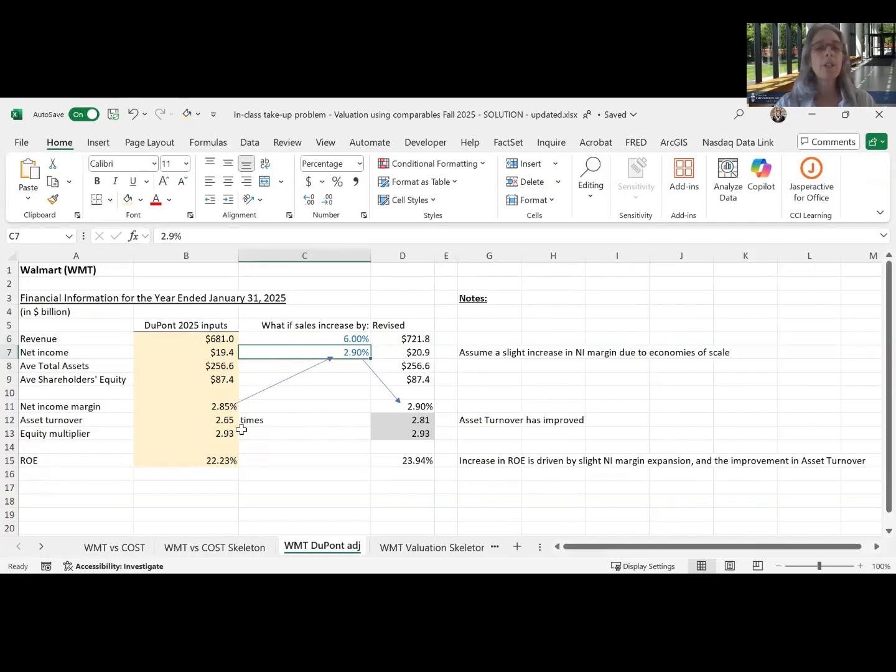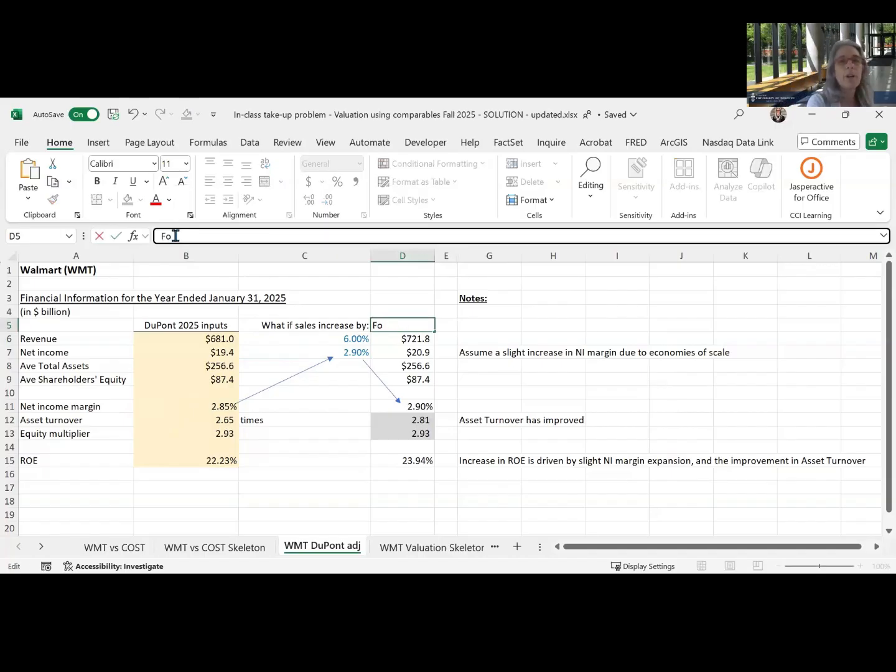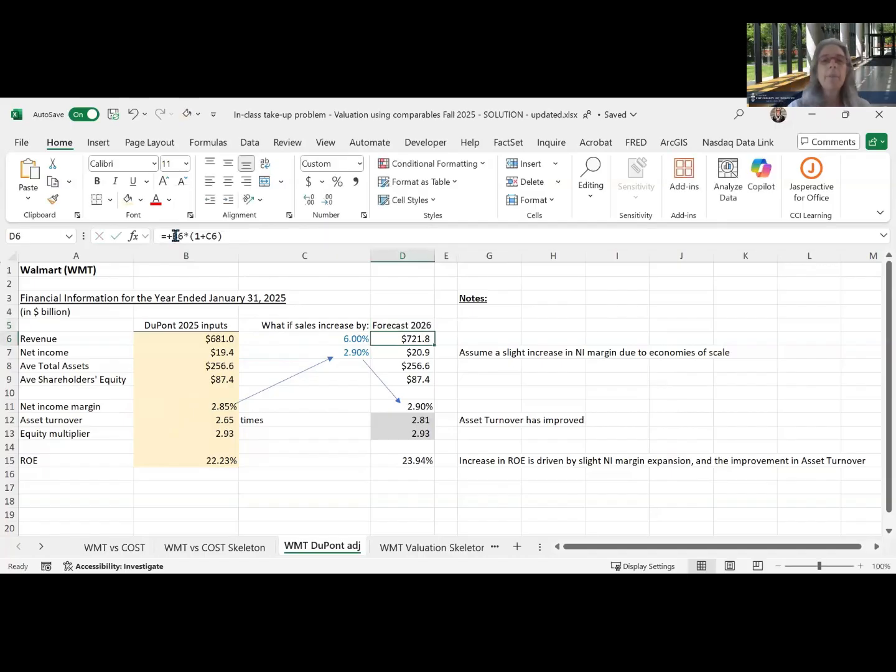And let's say our net income margin is 2.85% in 2025. Actually, let's just call this forecast for 2026. So let's say for 2026, we think that revenue can grow by 6% and we can have a slight improvement of our net income margin to 2.9%. What does my 2026 number look like? And assume that everything else feeds off this.